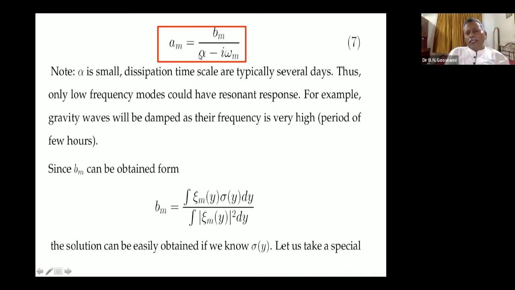Now we know that dissipation has a time scale of several days, and therefore only those low frequency waves will resonate. The high frequency inertial gravity waves and gravity waves will not resonate, because the dissipation time scale and the frequency of these modes need to be similar, and only then will they resonate and give me amplitude for those modes.